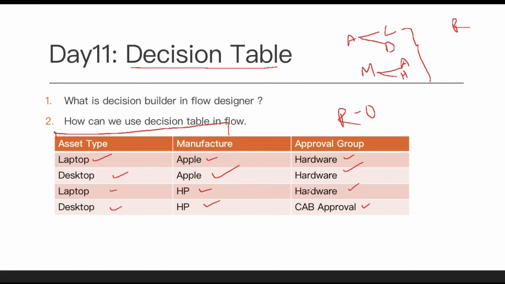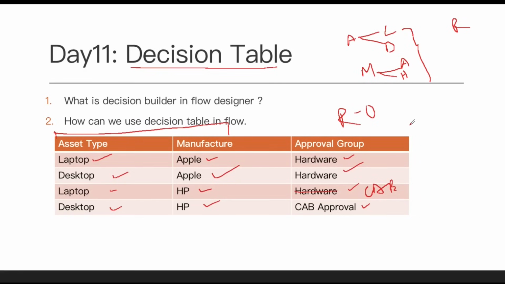But let's say that tomorrow they don't want hardware, they want a CAB approval. What will happen? We need to update our flow, right? But if we build it in a tabular format, we don't need to update our flow. We just need to update this value in the table. That's the reason ServiceNow came up with a concept called decision builder or decision table.